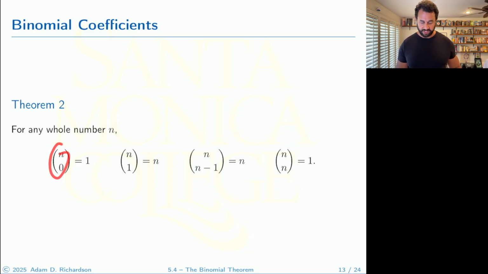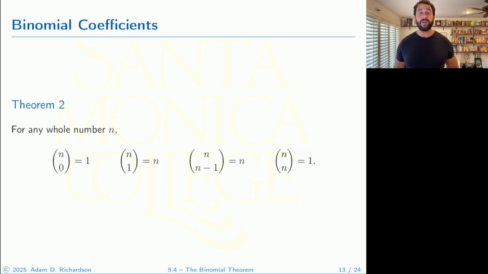So n choose 0 is 1. The number of ways you can choose 0 objects from n is 1. N choose 1 is n. The number of ways you can choose 1 object from n is n. N choose n minus 1 is n. And then n choose n is 1. So these are just handy properties to remember, handy calculations to remember for when you're working with n choose k.